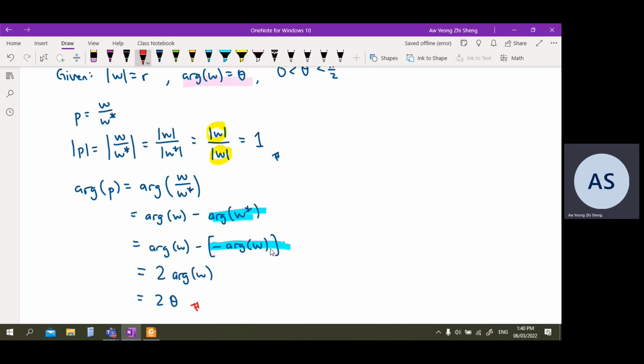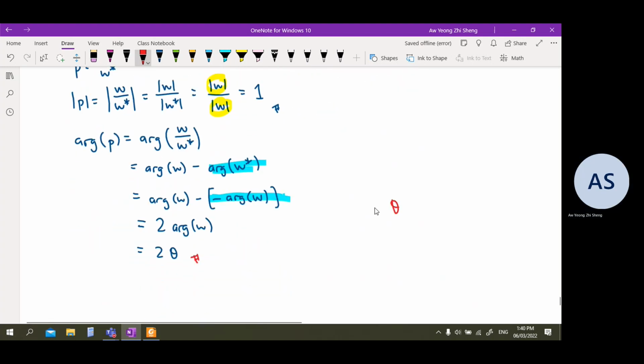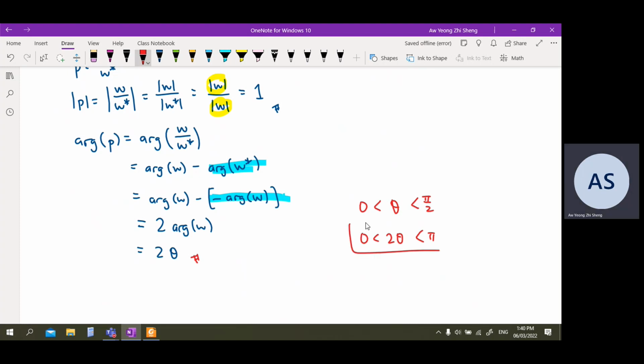Now, it's useful to notice that because theta is between 0 and pi over 2, our 2 theta must be between 0 and pi. And so if 2 theta is between 0 and pi, then 2 theta must be within the principal range, because the principal range covers minus pi to pi. So that's why we can accept this as the final answer. By default, when we are asked to find an argument, we give our answer in the principal range. Because 2 theta is some angle between 0 and pi, it is guaranteed to be in the principal range, and therefore we can accept it as the final answer here.